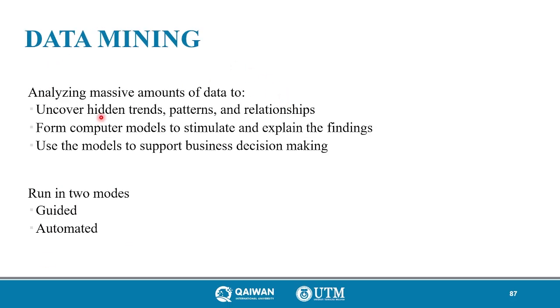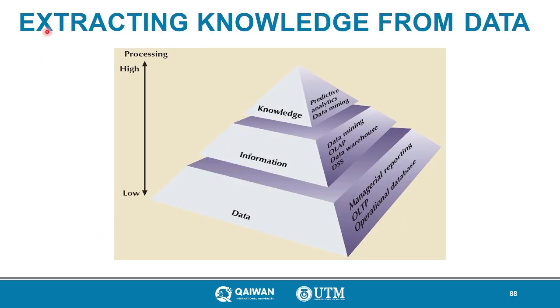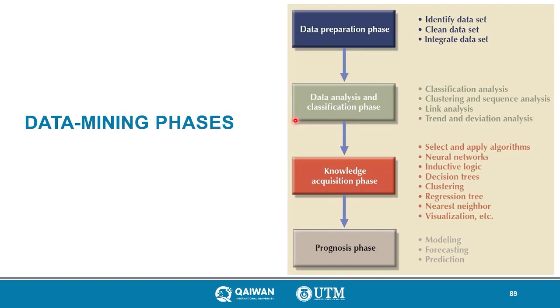Now, data mining, analyzing massive amount of data to uncover hidden trend, pattern, and relationship. Form a computer model to simulate and explain the finding. Use the model to support business decision making. Running two modes, guided or automated. Now, extracting knowledge from data. We would have data, we'd have information, and we would have knowledge. From the low to the high, and the knowledge, as we explained it in the first chapter, it would be what we seek. Now, data mining phases would be data preparation phase, data analysis and classification phase, knowledge acquisition phase, and prognosis phase.